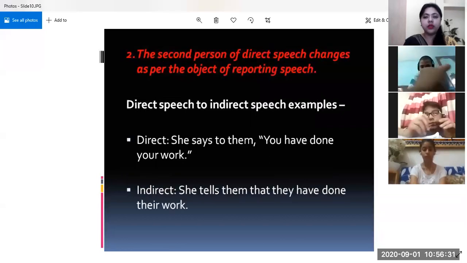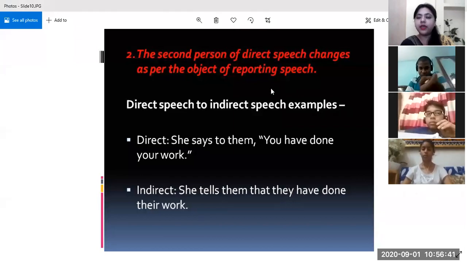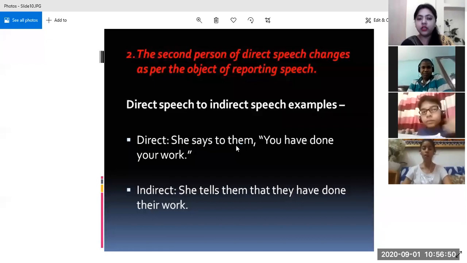Now, we come over to the second person of direct speech. She says to them, you have done your work. What happens to the second person? It changes as per the object of the reporting speech. You have done your work. So here, she says to them. Whom is she saying to? To them. So what will come over here? They will come over here. All right. It is in third person. The object is in third person. So we will write the subject of the third person. The subject of the third person is they. So they will come over here.